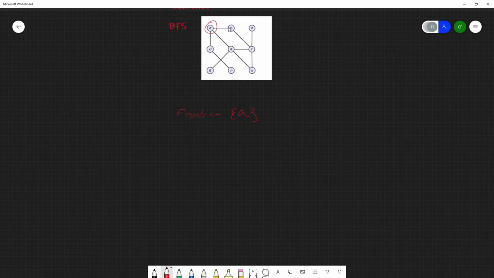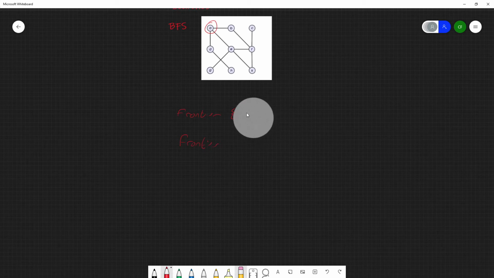A is connected to B, D, and E. So now the frontier will contain B, D, E. Then what we want to do is keep track of the things. And in fact, truly, we should be doing this.